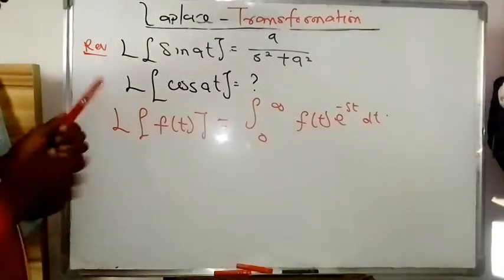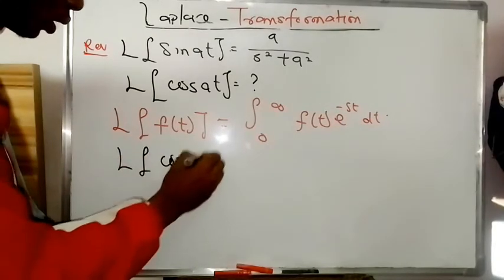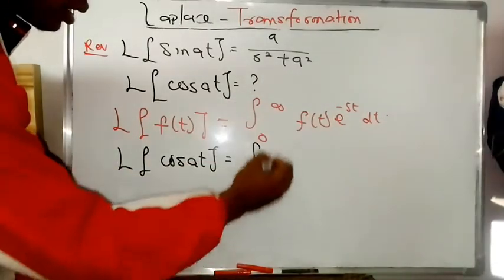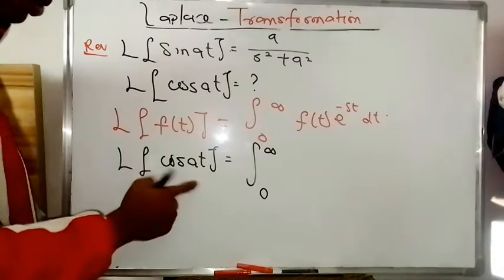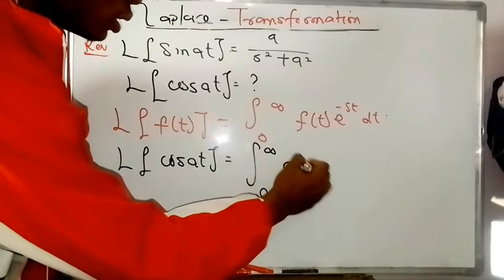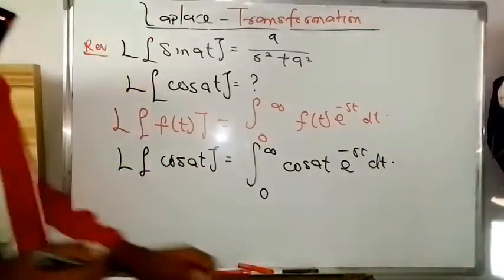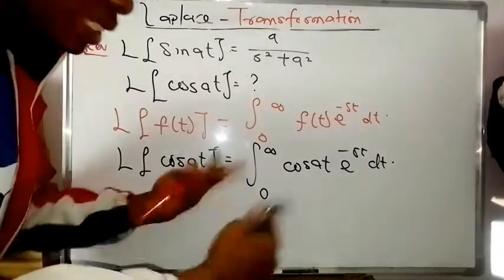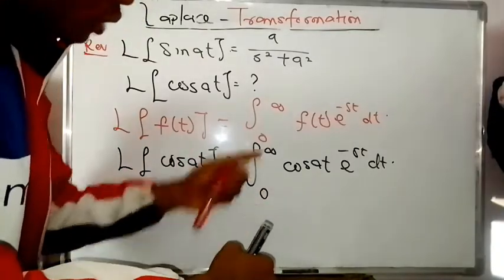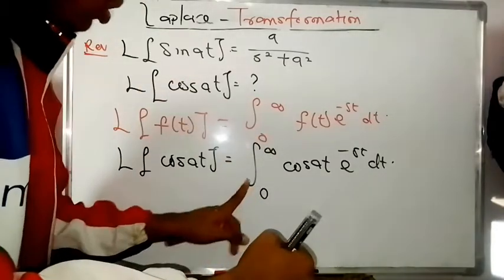So the Laplace of cos at is equal to the integral from 0 to infinity, where the function of t is substituted with cos at. So this is cos at e^(-st) dt. Now we proceed and apply our normal process of integration. Before we apply our limits from 0 to infinity, we need to integrate it. After we integrate it, we apply our limits. So now let's integrate it.